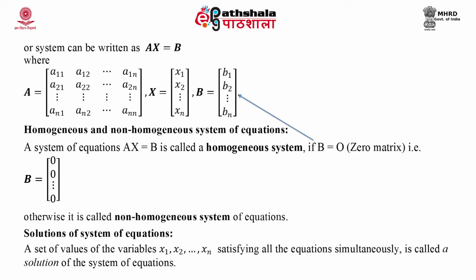Now, solution of a system of equations. A set of values of the variables x1, x2, ..., xn satisfying all the equations in the system simultaneously is called a solution of the system of equations. So any values of x1, x2, ..., xn which satisfy all the equations in the system are said to be a solution of the given linear system.